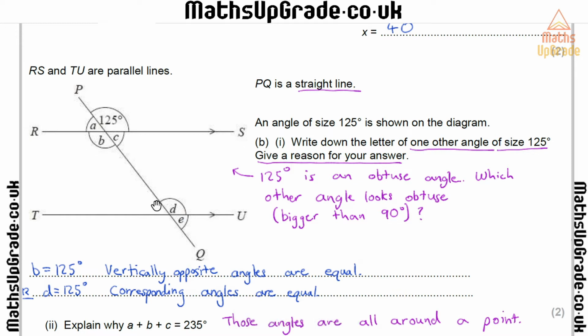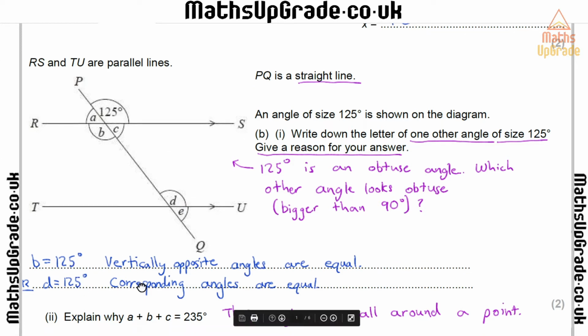Or you could give it a reason that D equals 125 degrees because corresponding angles are equal, because they're on the same side of this transversal, they're corresponding angles, and you can see that they look the same as well. Okay, they both look like obtuse angles which are equal, and therefore that is why that is 125 degrees.